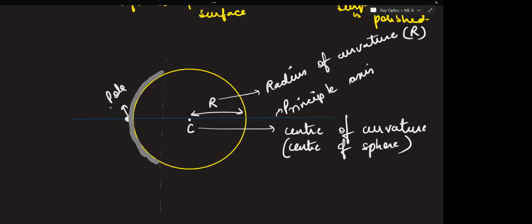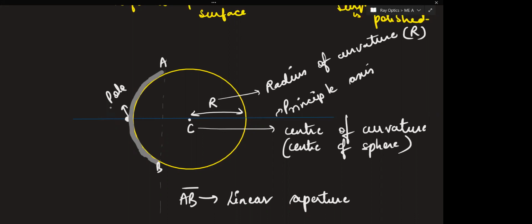Linear aperture means, let me name this point. This is A, this is B. So this is the aperture through which the light will enter. This part will be removed. This part is the mirror only, no? So this AB is known as the aperture, the linear aperture. The straight line AB is known as the linear aperture. Fine. Then you have angular aperture as well.